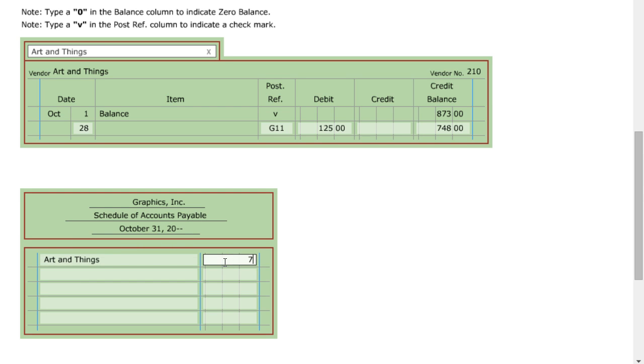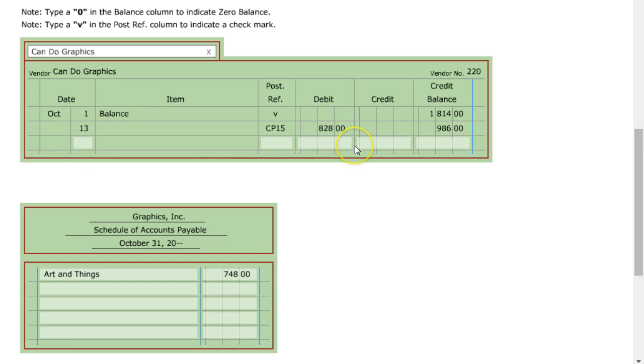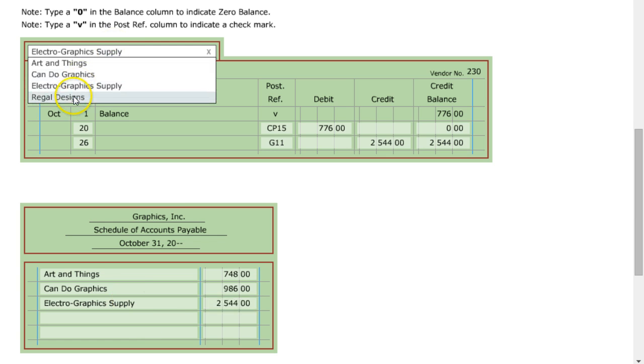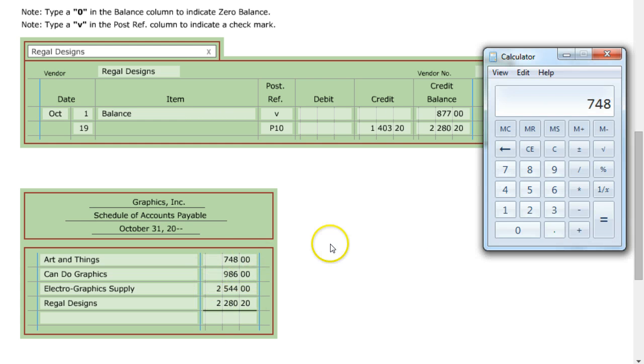We'll put down its balance of $748. We'll go to Can Do Graphics, and Can Do Graphics here has a balance of $986. We'll go to Electrographic Supply. Okay, Electrographic Supply has a balance of $2,544. We'll go to Regal Designs, which has a balance of $2,280.20. Okay, and what I will then do is I'm going to add all of these numbers up.